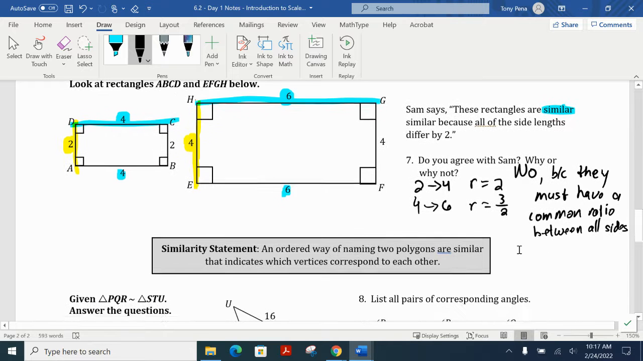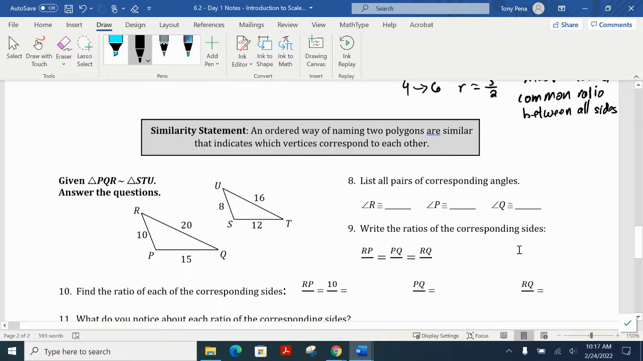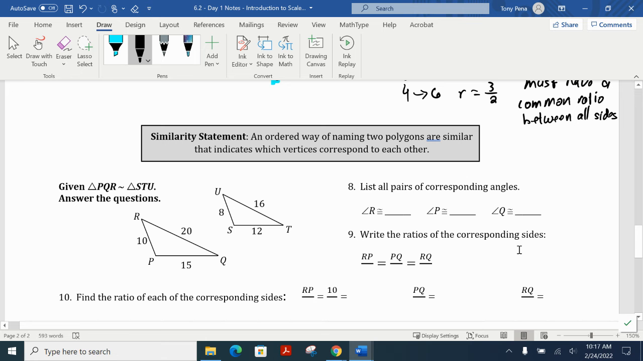All right. So in that case, we're going to say no. Those are not similar. Okay. The next one, though, let's finish with these because this is pretty easy. We can do these in a couple minutes.